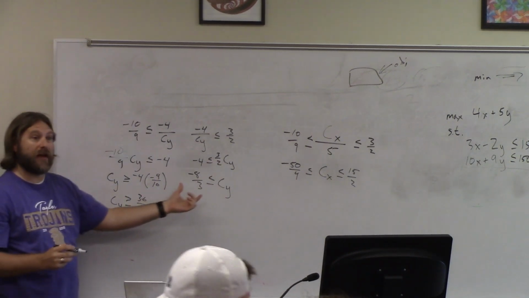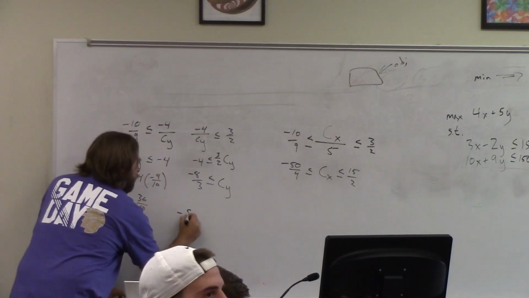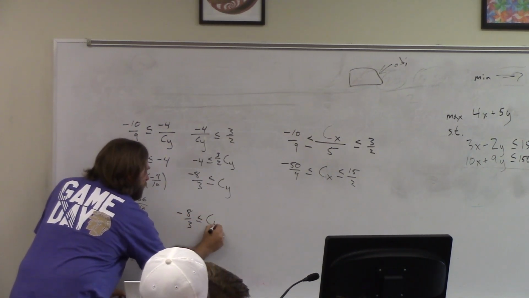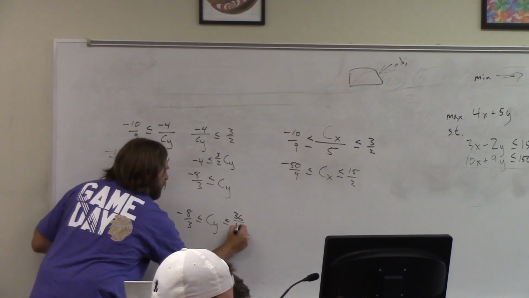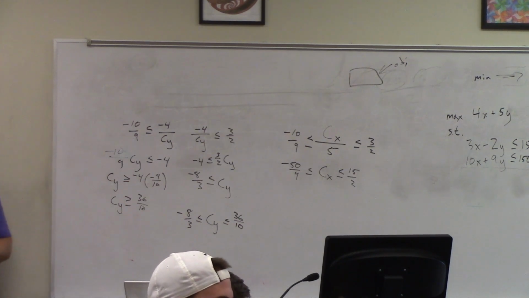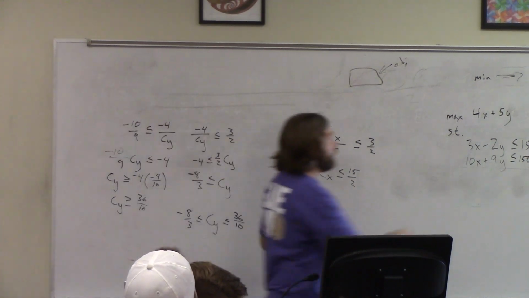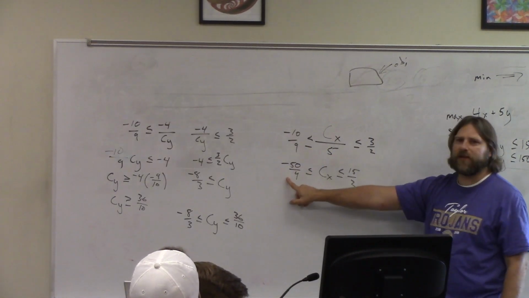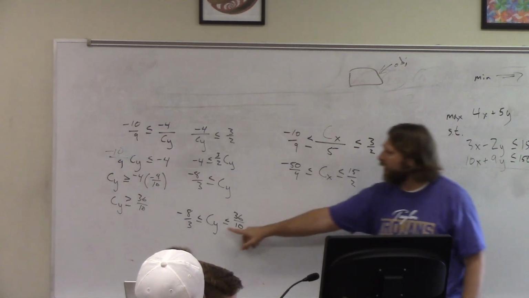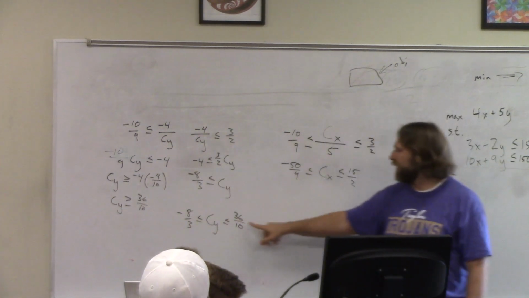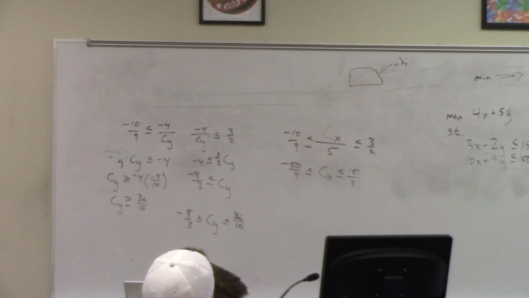And now I can combine these two together and say that negative 8/3 is less than cy, and cy is less than or equal to 36/10 right here, if you just switch those. So would your final answer just be those two inequalities for x? Yeah, so if I only change x, it can move between negative 50/9 and positive 15/2. And if I only change y, it can be between negative 8/3 and positive 36/10. Yes? And the dual is just the slope of the line, right?